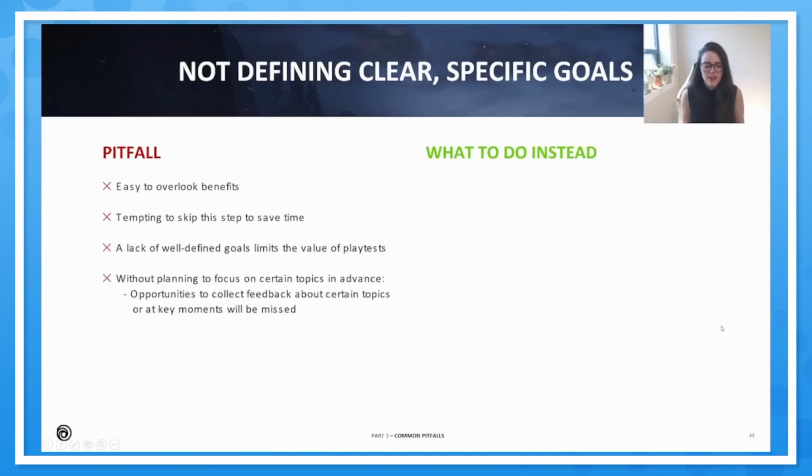Without taking the time in advance to plan what you want to focus on and what questions you want answered, you'll likely find at the end of a playtest you have this big long list of issues, but you don't really understand them that well. And you'll probably find that you have some gaps in your knowledge and you're missing some key information. That's because you'll likely have missed out on opportunities to collect feedback about key topics or at key moments.